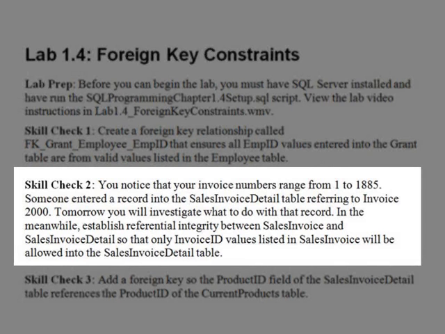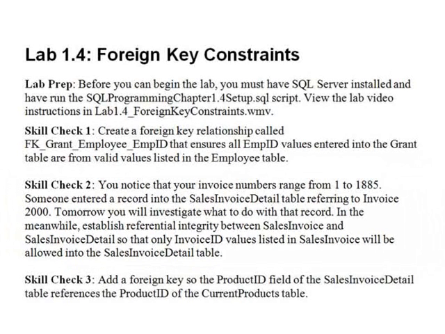Skill Check 2. You notice that your invoice numbers range from 1 to 1885. Someone entered a record into the sales invoice detail table referring to invoice 2000. Tomorrow you will investigate what to do with that record. In the meanwhile, establish referential integrity between sales invoice and sales invoice detail so that only invoice ID values listed in the sales invoice table will be allowed into the sales invoice detail table.